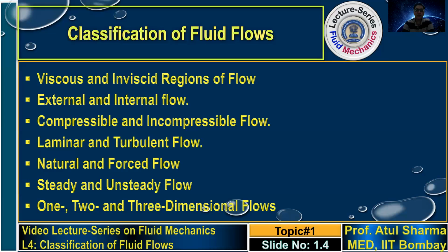Depending on whether the flow properties vary in space, there are three types of fluid flow: one-dimensional fluid flow, two-dimensional fluid flow, and three-dimensional fluid flow, where the flow properties are varying with respect to one space coordinate, two space coordinates, or three space coordinates respectively. Now I'll present each of these classifications separately with the help of some example problems.